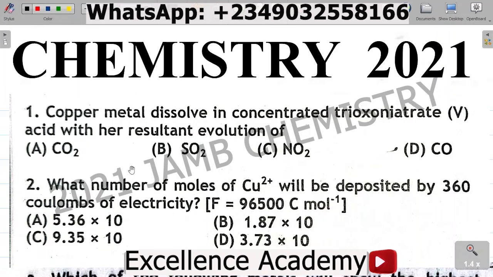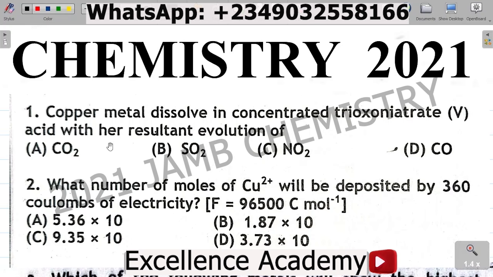Let's look at the 2021 JAMB Chemistry examination question 1 to 10. Question 1 says, copper metal dissolved in concentrated trioxonitrate(V) acid with the resultant evolution of A. Carbon(IV) oxide, B. Sulfur(IV) oxide, C. Nitrogen(IV) oxide, D. Carbon monoxide or carbon(II) oxide. So what is the answer to this question?